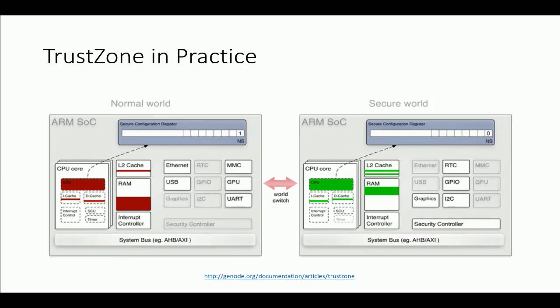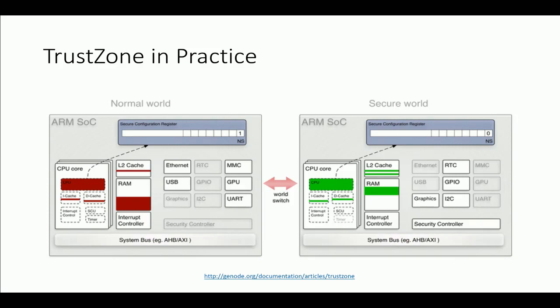But let's look at an in-practice example. This is taken from the GNodeOS documentation, but it's a nice graphic of what happens when you're dealing with the normal world and with TrustZone. So we're in the normal world, and we have our CPU core, some instruction data cache, some L2 cache, and some RAM. We'll notice on the CPU there is a secure configuration register, and that last bit at the very end is NS, which stands for non-secure. So when non-secure is 1, you're not in the secure world. It would be nice if we could solve all our security problems by just setting non-secure to 0, but it's a little more complicated than that.